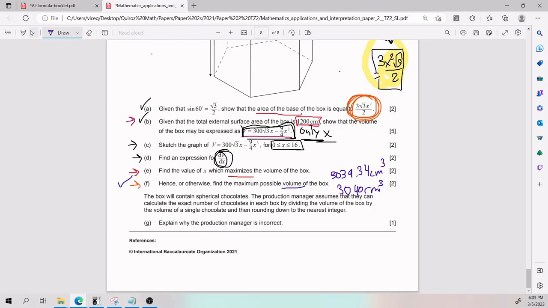Well, first of all, here it says that the manager assumes, so this guy's assuming, so that is already a small mistake, that they can calculate the exact number of chocolates. And if you're making an assumption and you think that's going to give you an exact value, you're a little bit wrong. It's going to be a little bit off. So that is already one way to answer. I'm just going to write that for now. So one way that he's wrong is that the values aren't exact. There is wasted space.